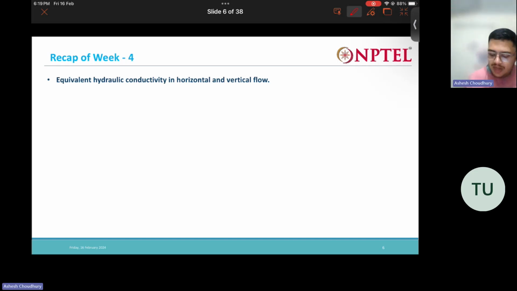So what does equivalent hydraulic conductivity mean actually? Say you have some layers of soil, n layers of soil. So first layer, second layer, then up to n layers. Say n is the number of soil layers.